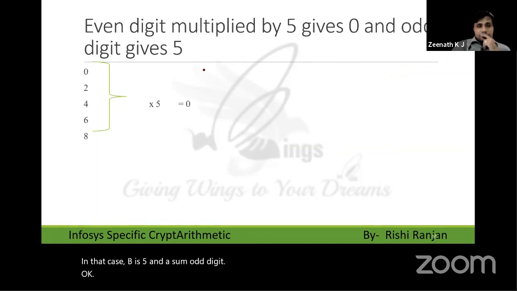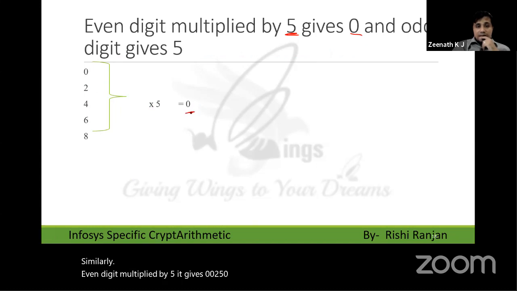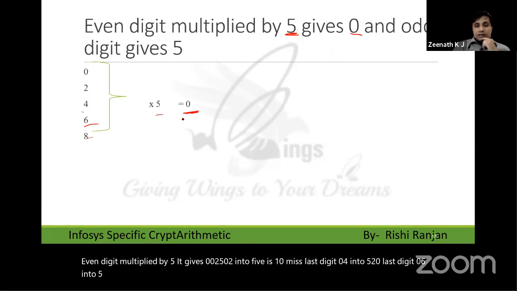Similarly, if an even digit is multiplied by 5, it gives 0. 0 into 5 is 0. 2 into 5 is 10, means last digit 0. 4 into 5 is 20, last digit 0. 6 into 5 is 30. 8 into 5 is 40, last digit 0.